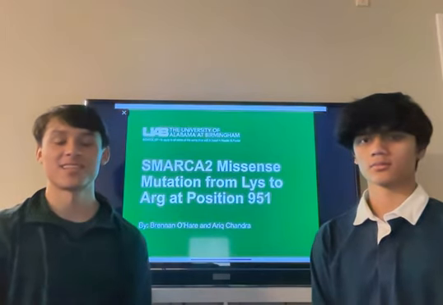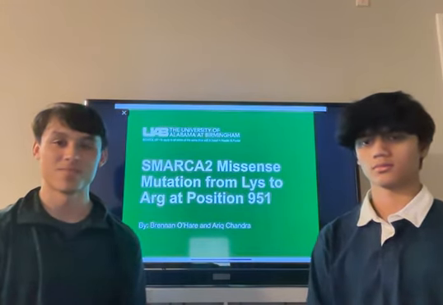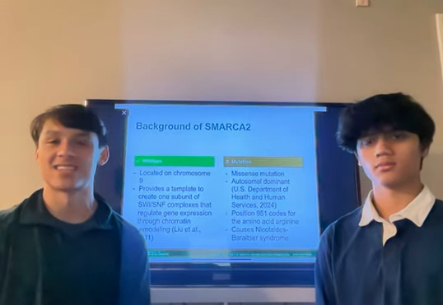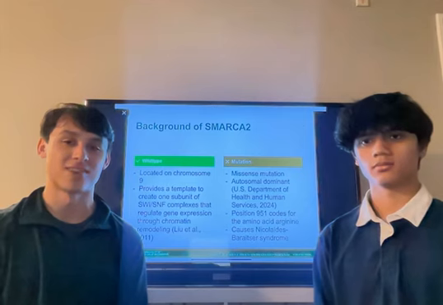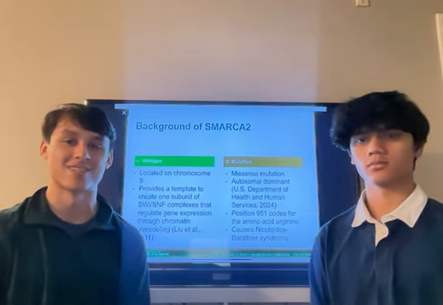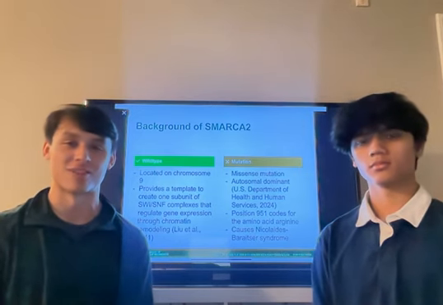The SMARCA2 missense mutation from lysine to arginine at amino acid position 951. The SMARCA2 gene is located on chromosome 9. Its wild-type function is to provide a template to create one subunit for SNF complexes. These complexes regulate gene expression through chromatin remodeling. Some examples of this remodeling could be forming euchromatin or heterochromatin.